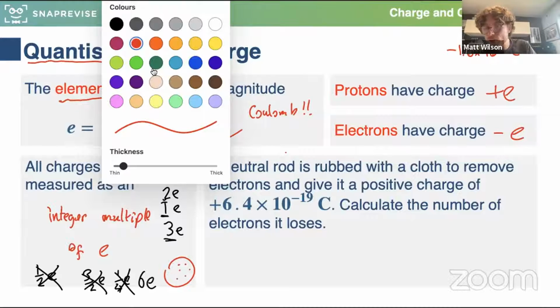Does e stand for electron? It stands for the charge of an electron. e is a number that stands for charge. We give it the symbol e because we know that it's the charge of the electron. That's just something we do to remind ourselves what it is. But e is quite strictly just a number, and the number that it is, is 1.6 times 10 to the minus 19.